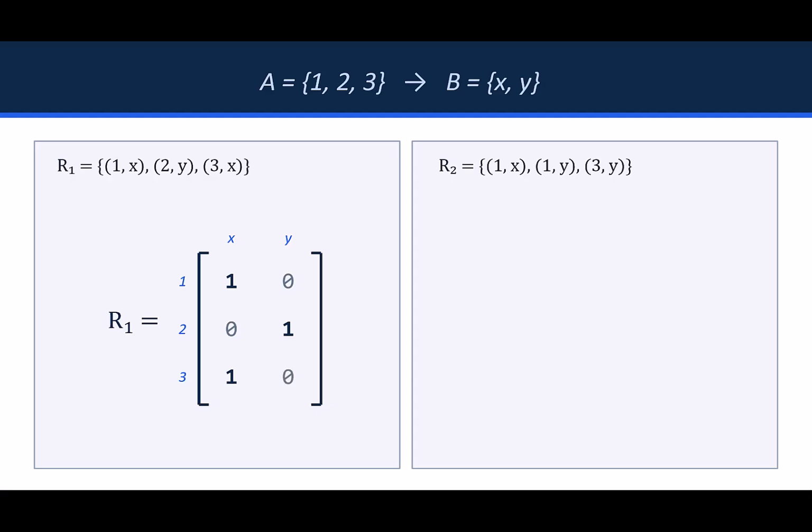Let's do the same thing for R2. We'll start by putting in our matrix, then we'll add in our rows and our columns. This time we have (1,x) and (1,y), which says both the first and second entries of the row get a 1. We don't have anything that starts with 2, so we'll move on to 3. (3,y) says put a 1 in the third row, second column. Now that we have all of our relationships, we put zeros everywhere else.